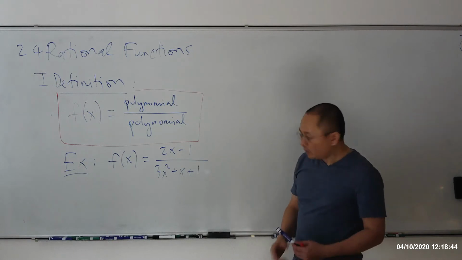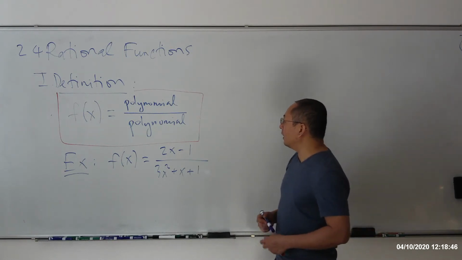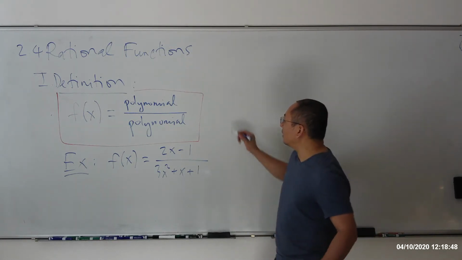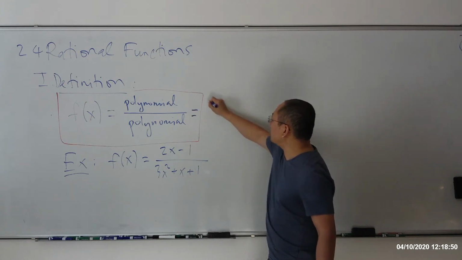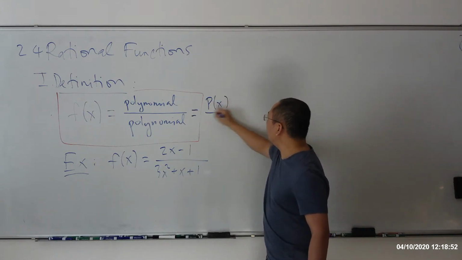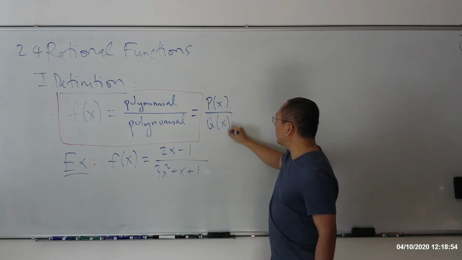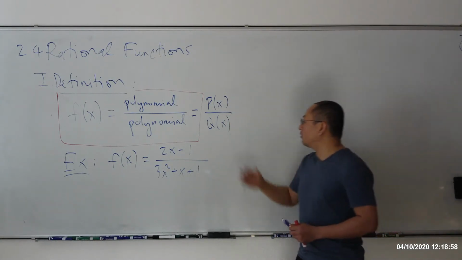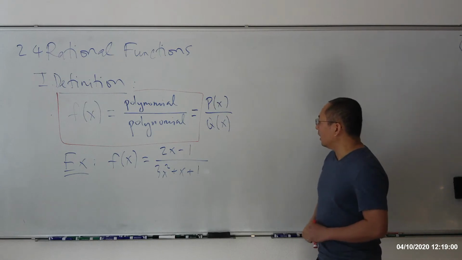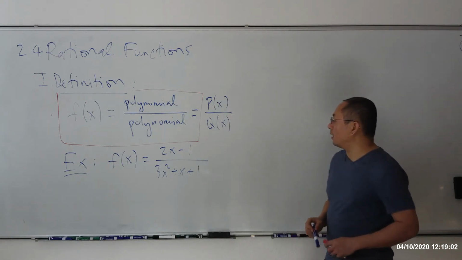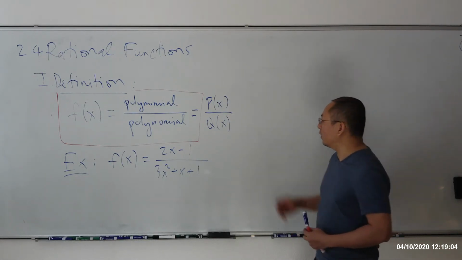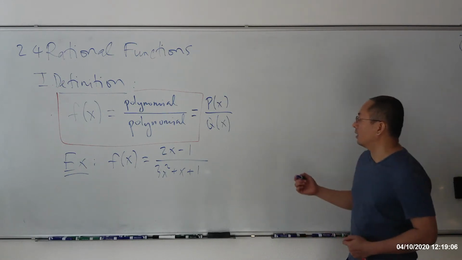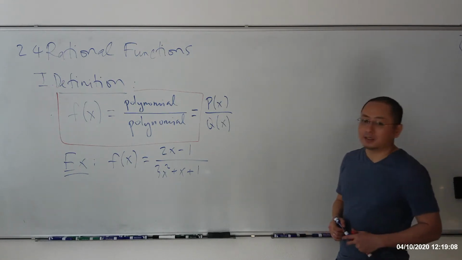Okay? So from now on in this clip today, I'm going to denote this rational function by p of x over q of x, where p of x represents the polynomial on the numerator and q of x is representing the polynomial on the denominator. So I don't have to say the whole name again. Just p means numerator and q means denominator.